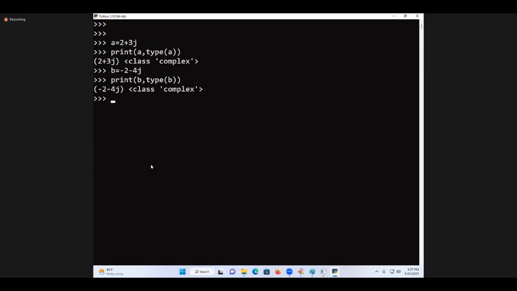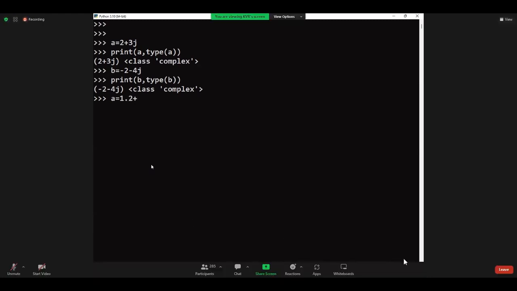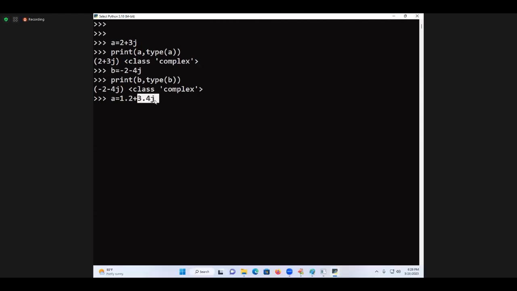So here I am going to say, a is equal to, carefully follow now, 1.2 plus 3.4j. That means in the real part, I can represent even float values. In the imaginary part, I can also write float values. Now I'm writing print of a comma type of a.